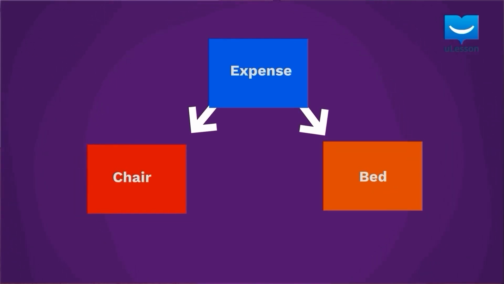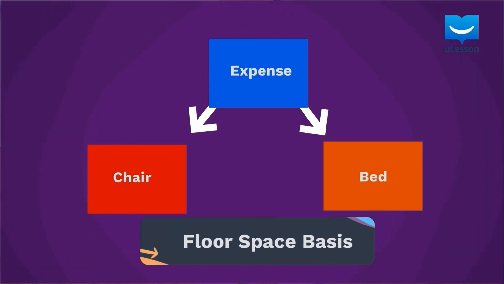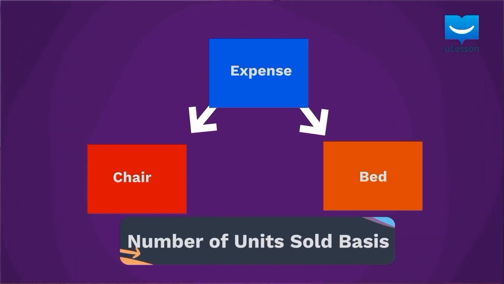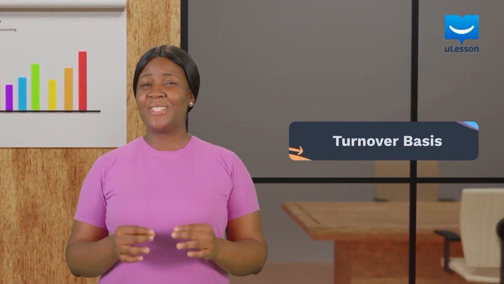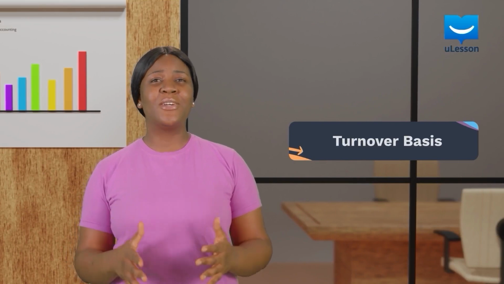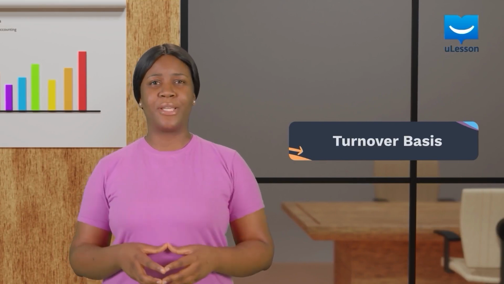There are various bases of apportionment, but we'll be concentrating on three common bases of apportionment, which are turnover basis, floor space basis, and number of units sold basis. Under the turnover basis of apportioning expenses, expenses are shared on the basis of the sales achieved by both departments.